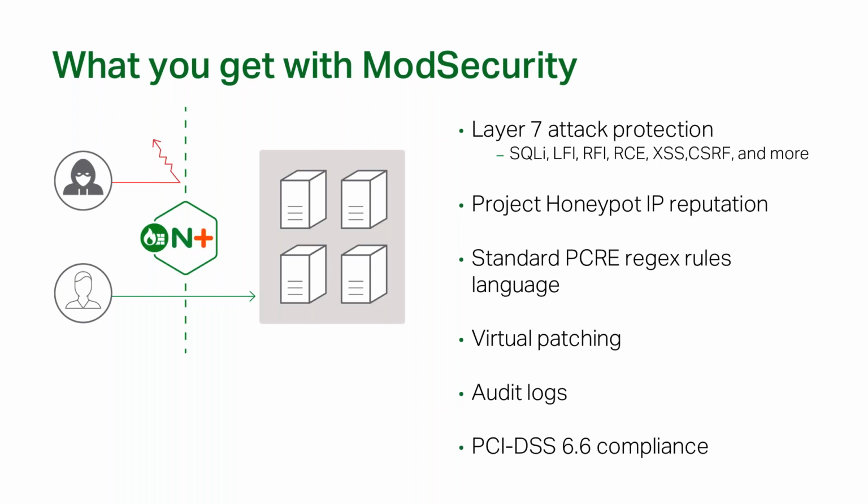With ModSecurity, you get a set of rules that provide you with sophisticated layer 7 attack protections, protecting against things like SQL injection, cross-site scripting, attempts to do cross-site request forgery. It integrates with the Project Honeypot project for IP reputation. It implements the standard regex rules language, PCRE regex. We saw that in use when we were matching against the command equals and commands equals patterns in our Apache Struts example.